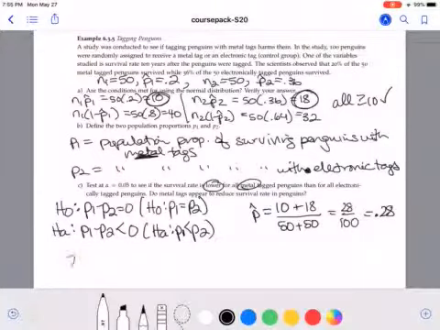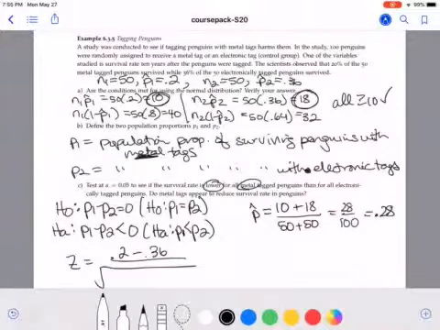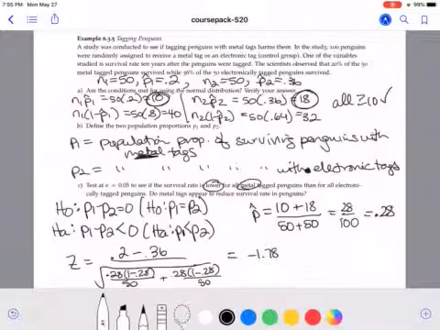So our test stat z is the difference in the two individual sample values, 0.2 minus 0.36. And then in the bottom, we use this pooled value, 0.28 times 1 minus 0.28, or you could put a 0.72 there, over 50. And then 0.28 times 1 minus 0.28. This one is also a 50. So our test stat is negative 1.782.